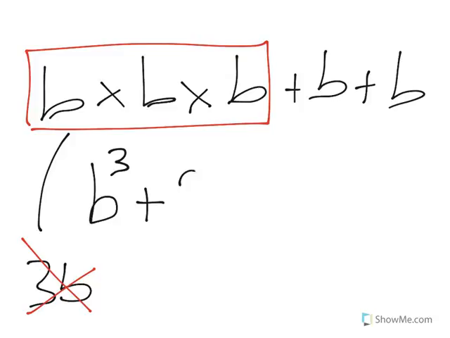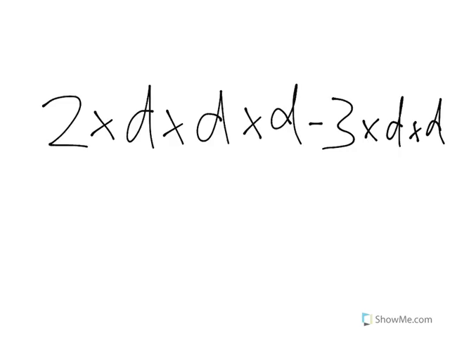Oh, yes, Stefan is on. Oh my God. Stefan. Fire! Let's have a look at this. We have 2 times D times D times D minus 3 times D times D. Stefan, the first, no, I already picked on you. Leif, the first group here.